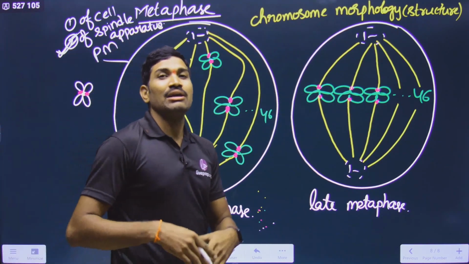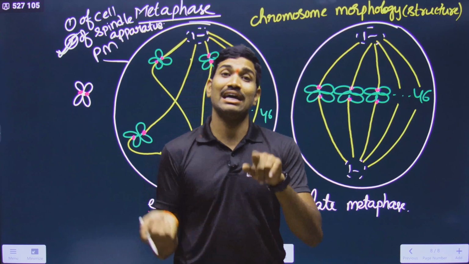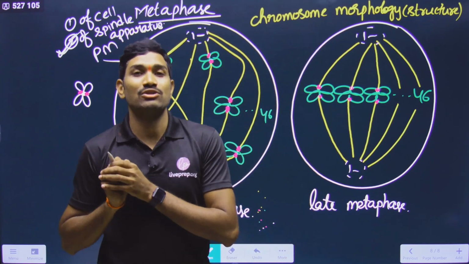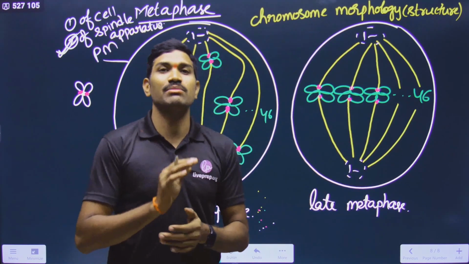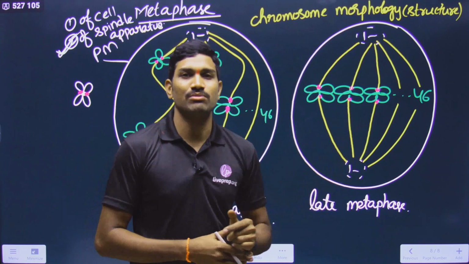Chromosome morphology means chromosome structure is clearly seen in the metaphase. That is the reason why for majority of our experiments we isolate chromosomes when they are present in the metaphase. Please observe this. That's why we isolate metaphase chromosomes, because they are maximum condensed and clearly visible, and you can easily study the structure and many things. That's why this is the most important thing.